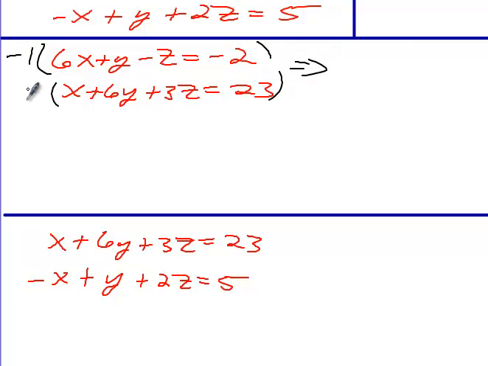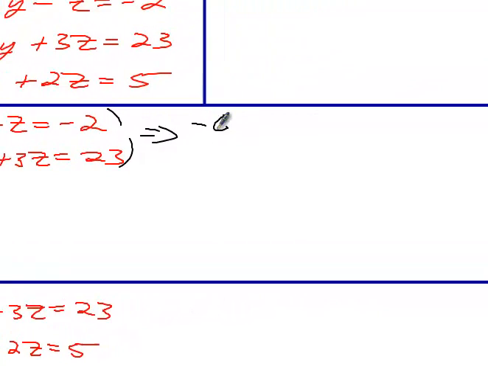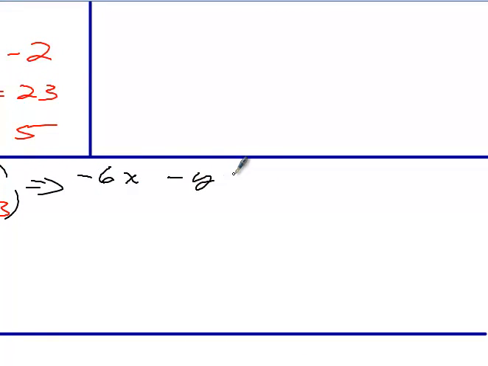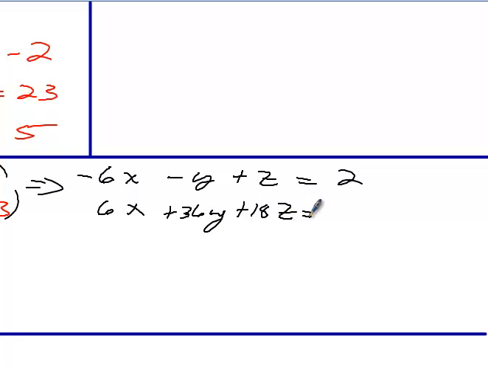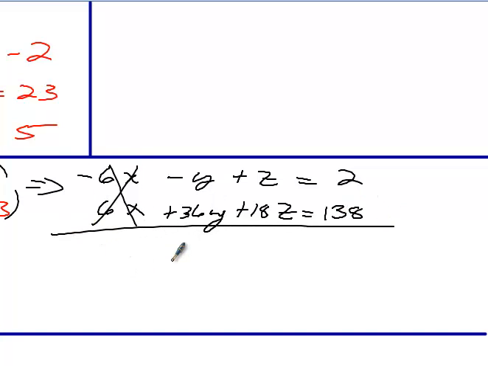So this is going to be a -1 and a 6. -6x minus y plus z equals 2. 6x plus 36y plus 18z equals 138. Add, that's gone. 35y plus 19z equals 140.